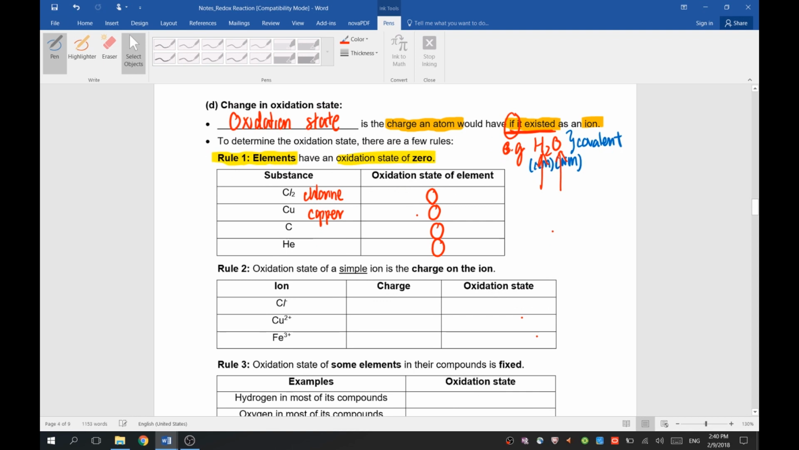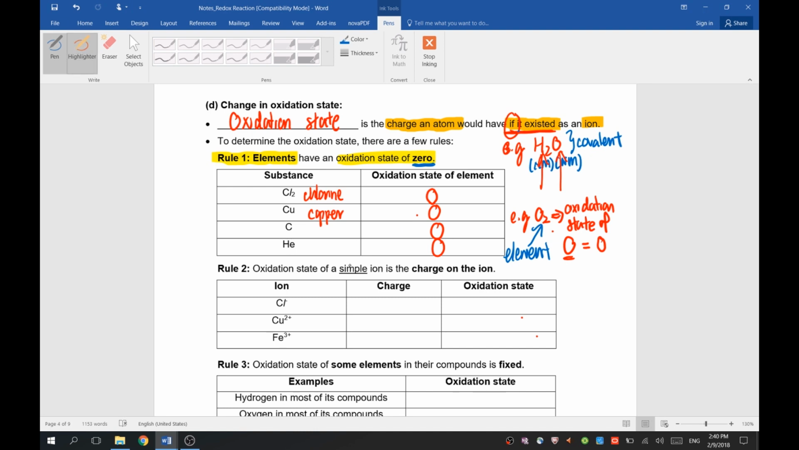For instance, if you want to take a look at the oxidation state for oxygen, it's equivalent to 0. Why do I say 0? Because O2 is an element. So the first rule tells you that if you are looking at an element by itself, the oxidation state will always be 0. So that's what the first rule is trying to say.